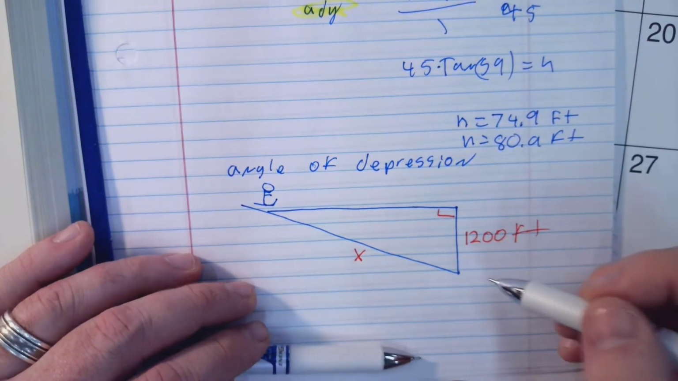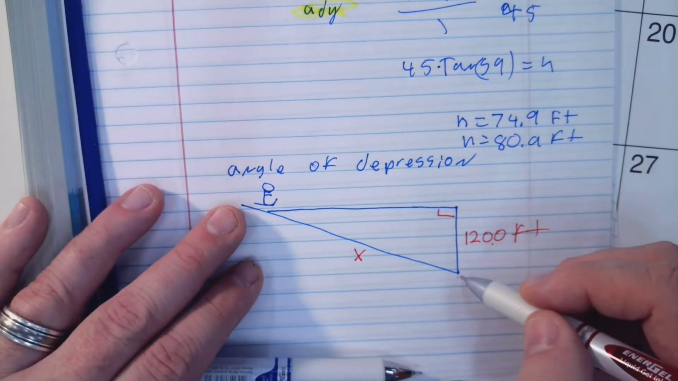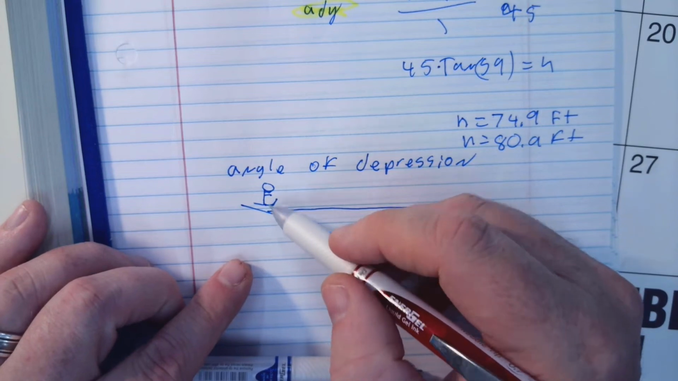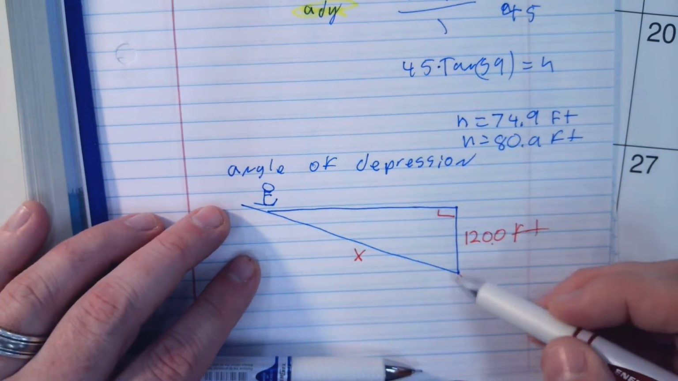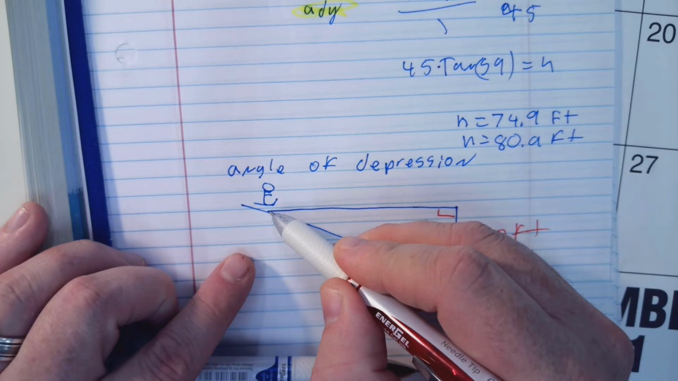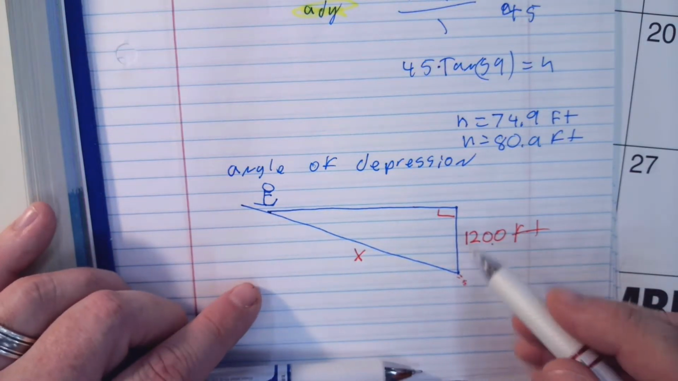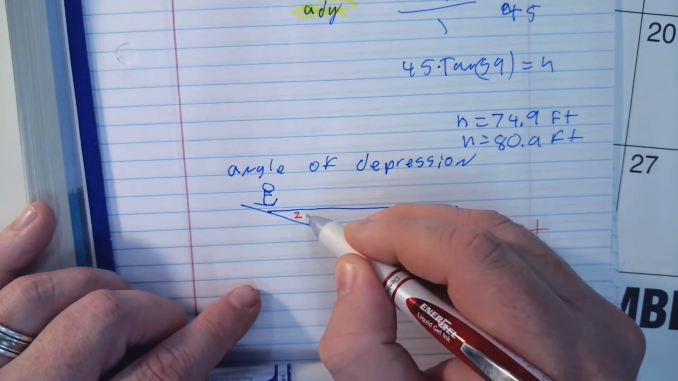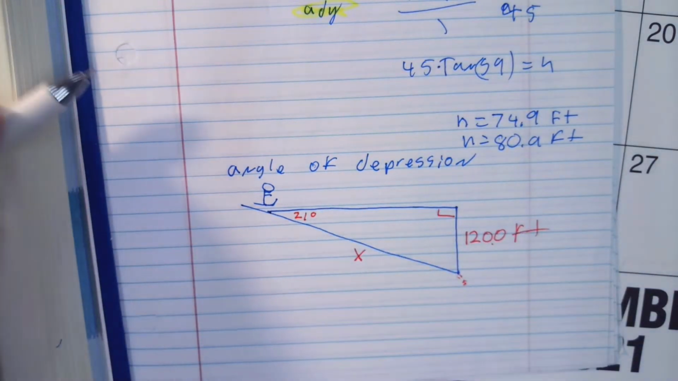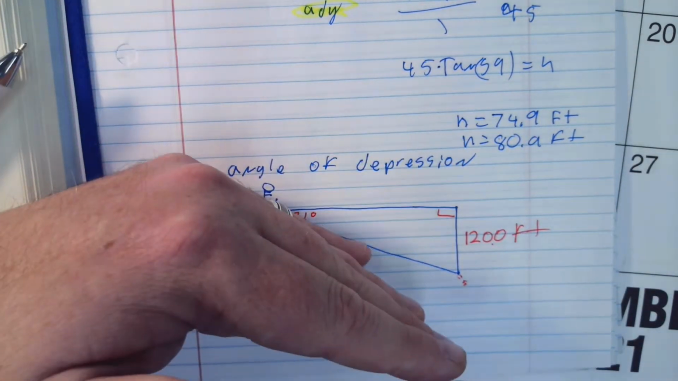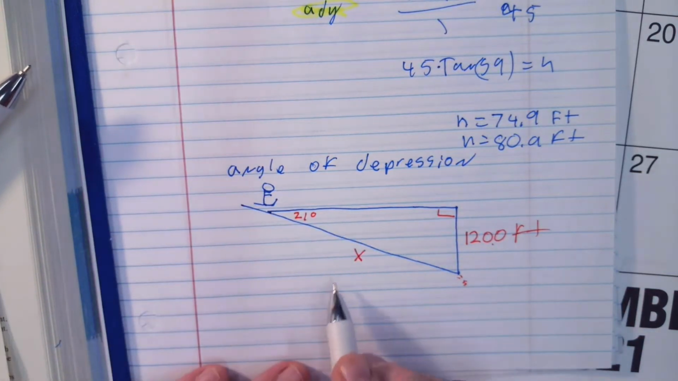This is 1,200 feet at the base, and it is 1,200 feet higher than the base at the end of this slope. Okay? We're going to use this. This is a 21 degree angle of depression. So basically, I'm looking down, right? How would we find this?